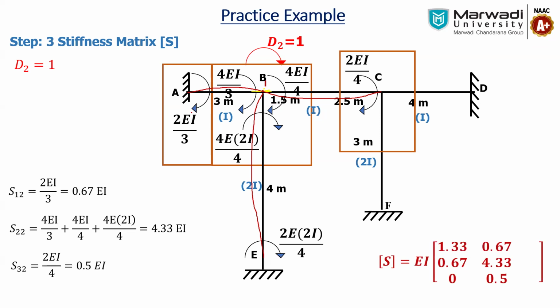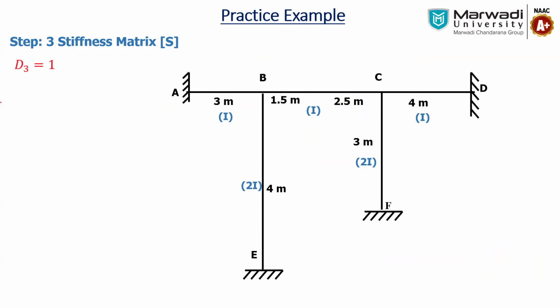Similarly, if we go for the same thing, we have to apply D3 equal to 1. And in that, similarly, if we try to draw the deflected shape over here, which members are going to be affected due to the rotation at C? That will be members CB, CD, and CF. So let us consider over here. This is my member C, joint C.